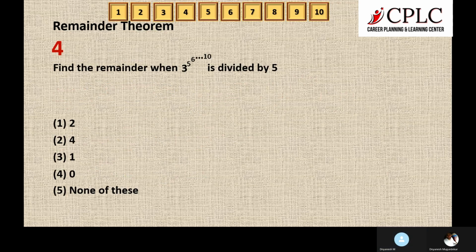Fourth one. It's a brilliant question because two times we are going to use remainder theorem and last digit and cyclicity as well here, because in between it turns out to be a different question inside the solution of this main question. You have to find out the remainder when 3 raised to 5 raised to 6 raised to 7 raised to 8 raised to 9 raised to 10, the whole thing, is divided by 5.